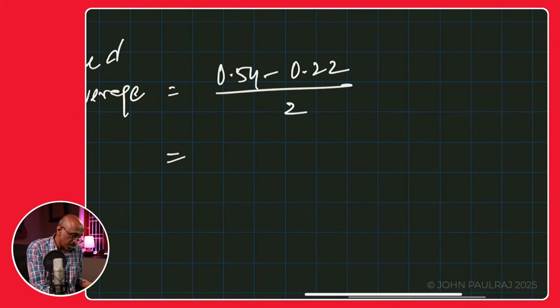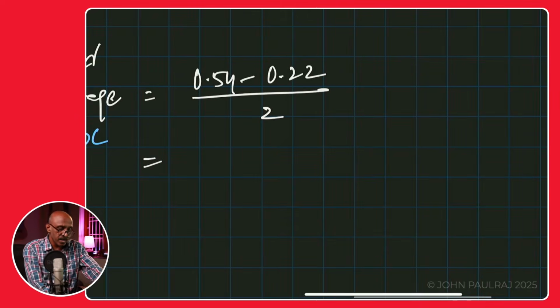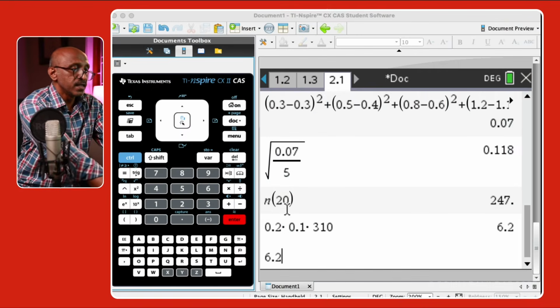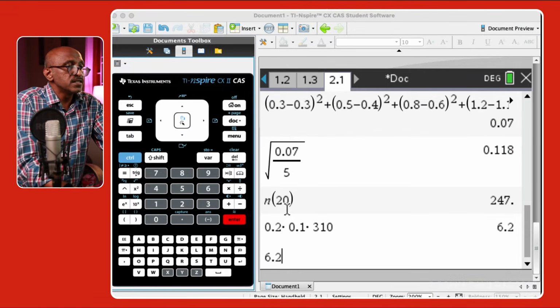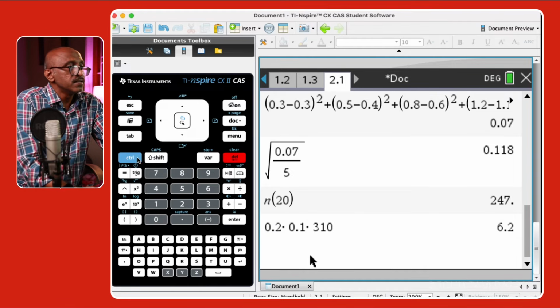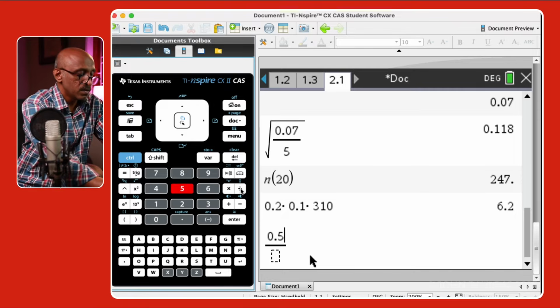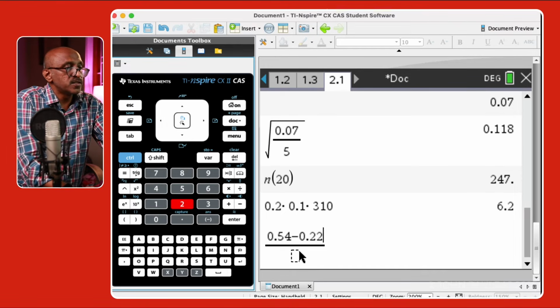Again, show the substitution, and then using a GDC, make sure you write it down using GDC. And you can come to the calculator. Let's quickly get this thing out of the way. This is 0.54 minus 0.22, whole thing divided by 2.